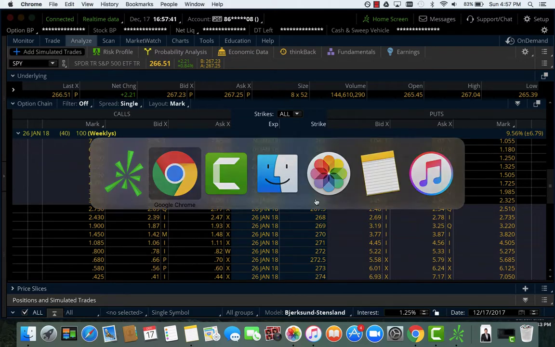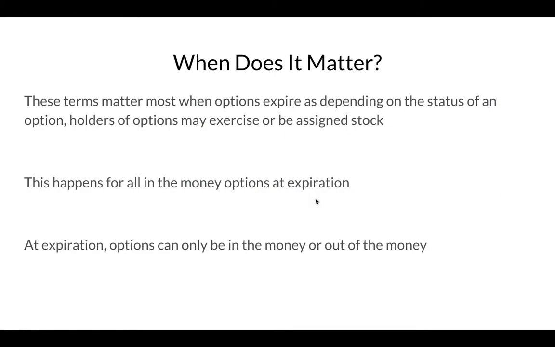And again, once it comes to expiration, at the money is kind of irrelevant. So in the money and out of the money, those are the only two statuses we can have at expiration. So let's get into exactly what those two mean. So in the money options, and I'll give you a million examples, so don't worry, you'll never be confused about this ever again.